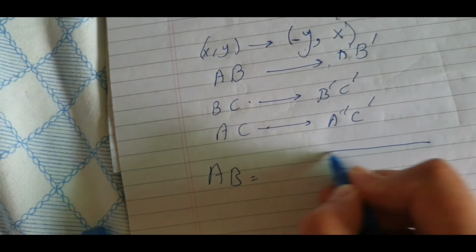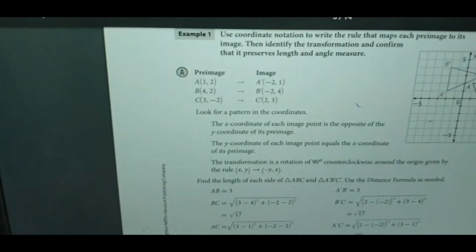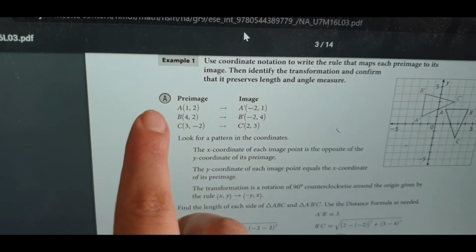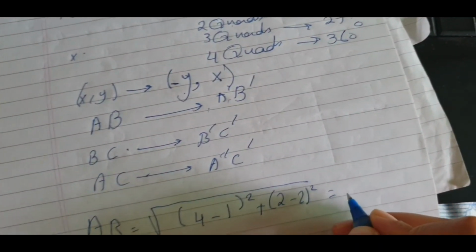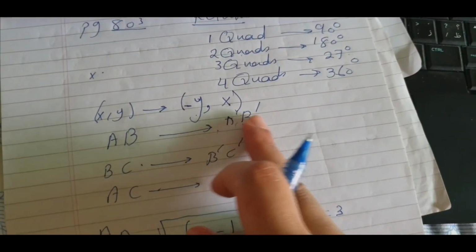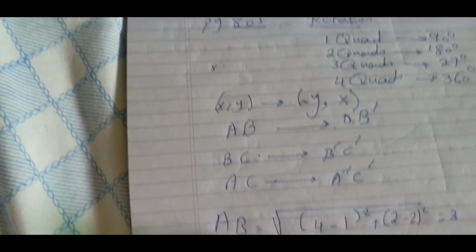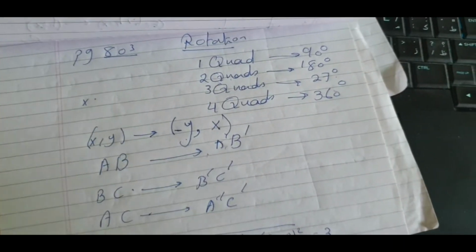In other words, I can say this. AB will be square root, as we did yesterday, and let's use the coordinates of AB. So x2 minus x1 all squared, which is 4 minus 1 all squared, plus y2 minus y1 all squared, which is 2 minus 2 all squared. Under the square root, it will become 3. Without calculating A prime B prime, you are sure it is the same. So I'm going to write here, A prime B prime is equal to 3. I am sure, I don't need to reconfirm, because they are preserving length.